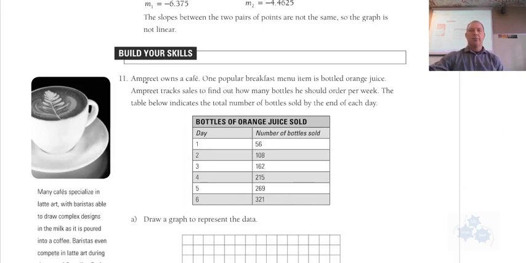So Ampreet owns a cafe. One popular breakfast item is bottled orange juice. Ampreet tracks sales to find out how many bottles he should order per week. The table below indicates the total number of bottles sold by the end of each day. So on day 1, he sold 56. On day 2, 108. Day 3, 162, and the numbers keep growing.